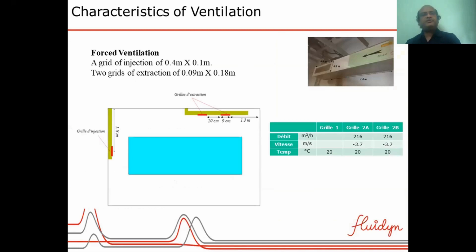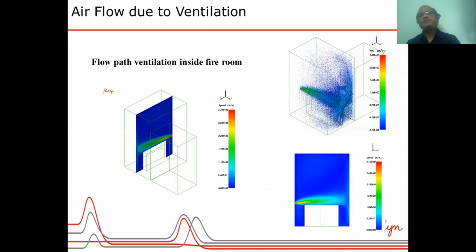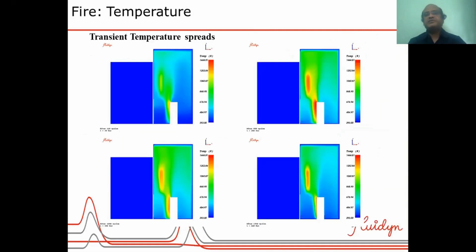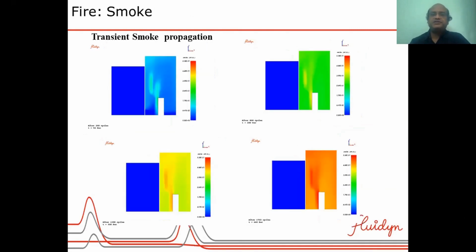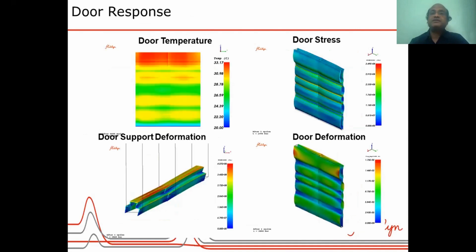So during the modeling, the ventilation was also considered. So you can see the various streamlines were obtained, and the transient temperature spread through the doors, and on the door temperature itself and its deformation and the stresses on various components like the frames or each panel, and the insulation between various support. Support is also important because the deformation of support is also important, because one criteria is that the door should not fail in case of fire.